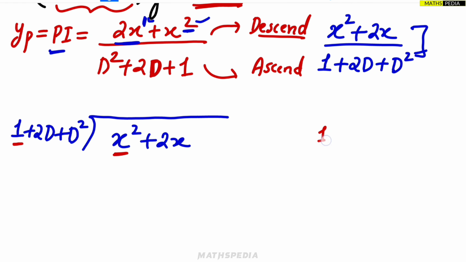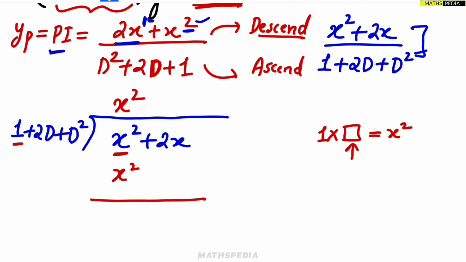Now 1 should be multiplied with such a number that you should be getting x square. Simple. With what should be the number? X square itself. So you put x square, and you will be getting x square. So 1 into x square, right? It is not finished, right? Because we have to take care of these two elements also. So 2d also should be multiplied with x square, d square also should be multiplied with x square, and write it over here. So 2d into x square.